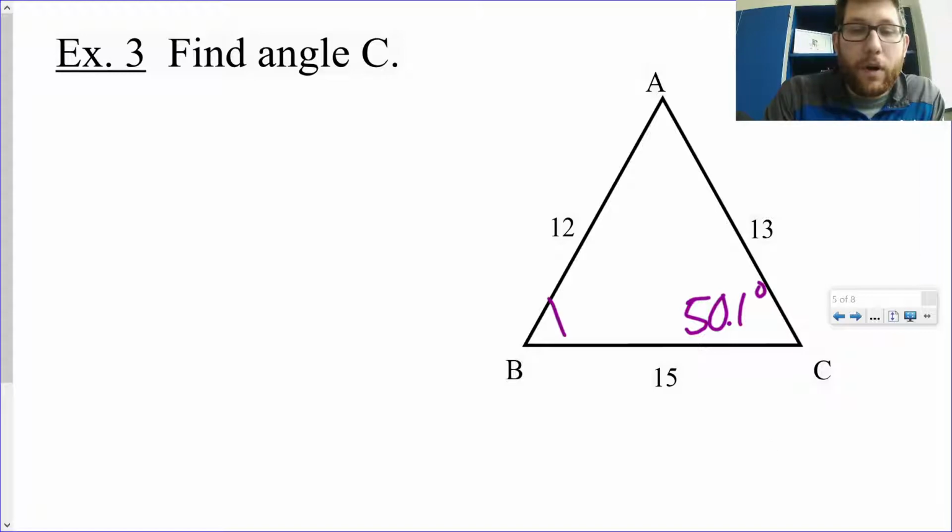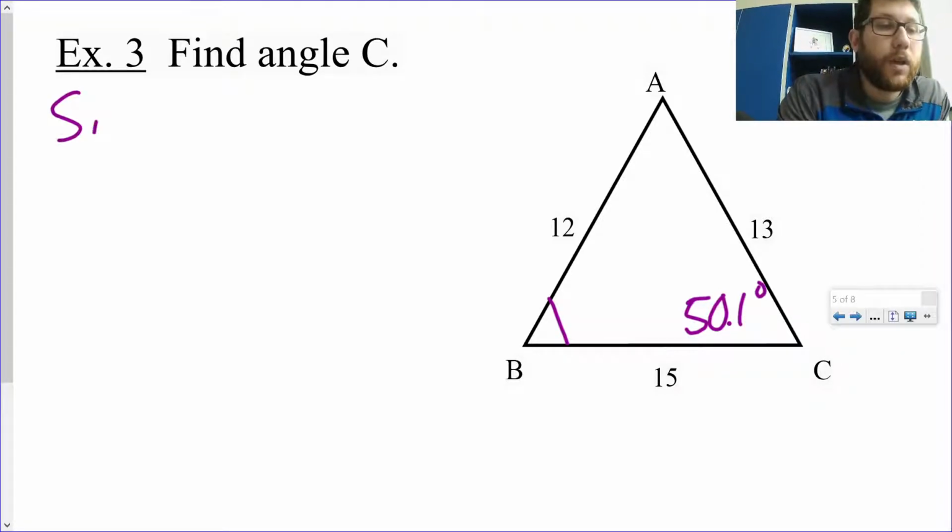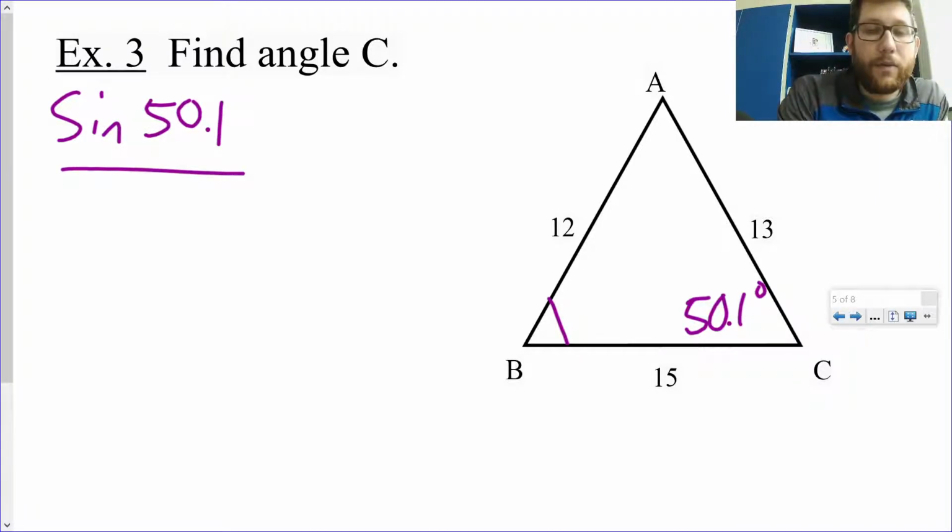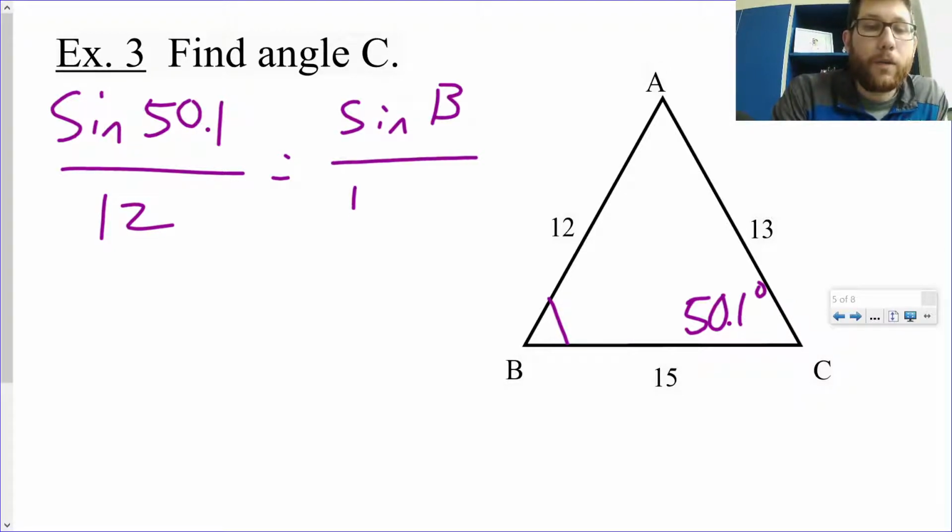Say I was solving for angle B. Or I'm sorry, solve for my next smallest angle. Say I want to solve for angle B here. We know it's not going to be greater than 90, so I'm not going to run into multiple solutions because it's not the largest angle. So we're just going to do sine of 50.1, and again, if you could use the exact value instead of the rounded value, that's even better, over 12 is equal to sine B all over 13.